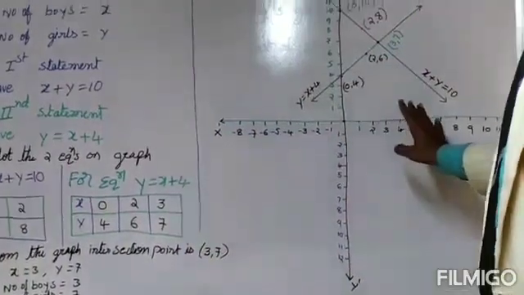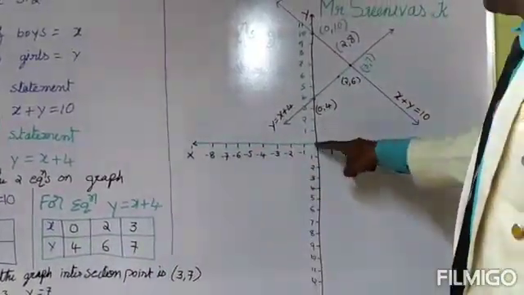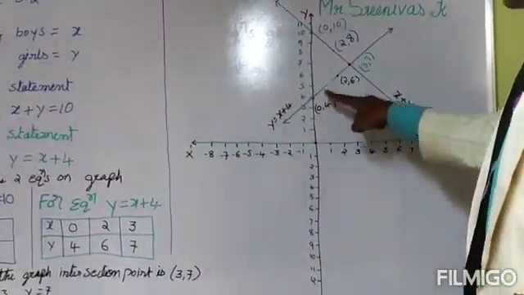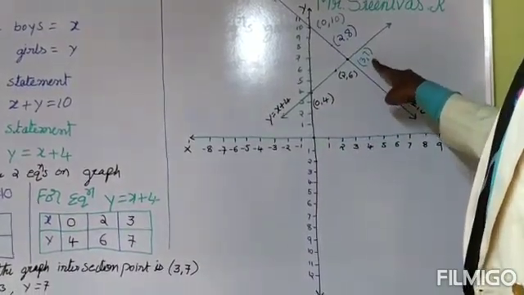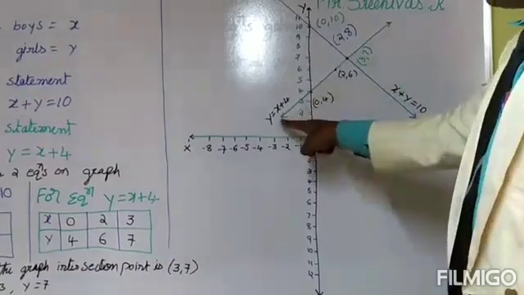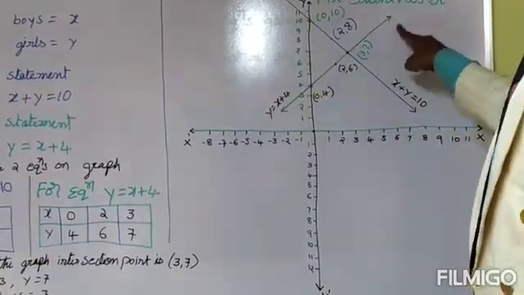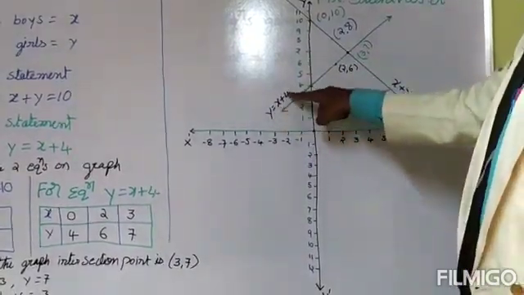You come to the graph again. First coordinate is (0, 4). Second is (2, 6). Third is (3, 7). Take the ruler and join these 3 points, and you will get this line. The name of this line is y equal to x plus 4.